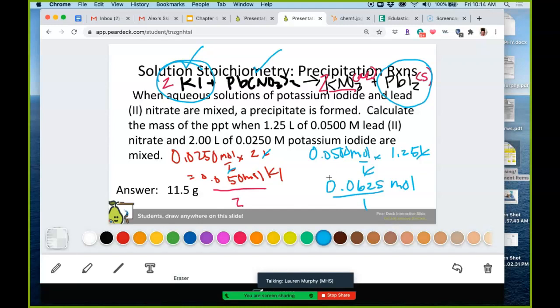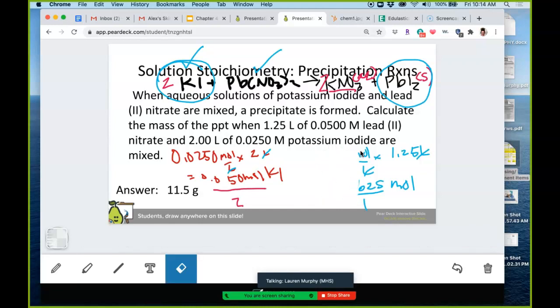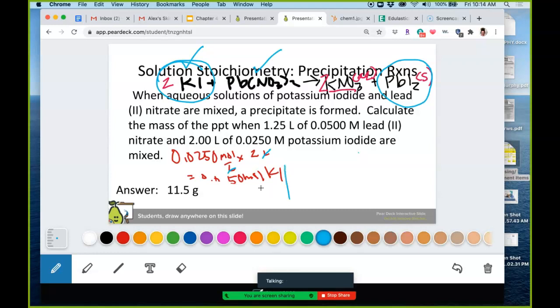That means I don't even care about my other substance right now. The limiting reactant is going to determine the mass of the precipitate. So I take my moles of my limiting reactant, and I say, okay, for every 2 moles of potassium iodide that react, 1 mole of lead 2 iodide is produced.